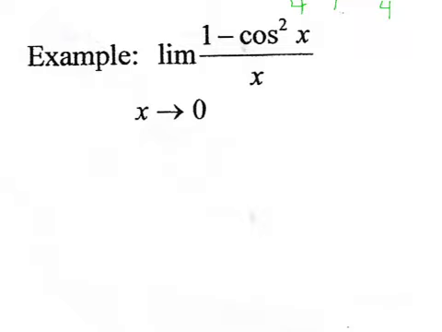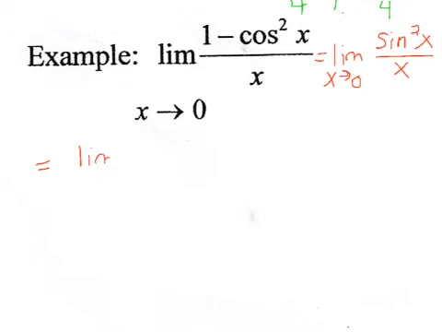So what we have to do is think about another way that we can write 1 minus cosine squared x. We do know that 1 minus cosine squared x equals sine squared x, so maybe we can work with that. So we're going to rewrite this as the limit as x approaches 0 of sine squared x over x. Now this also looks pretty similar to our other theorem, but it's not exactly it. So we're going to rewrite it so we can get that exact theorem.